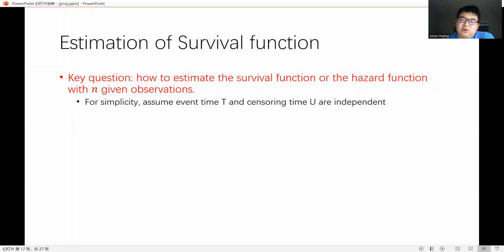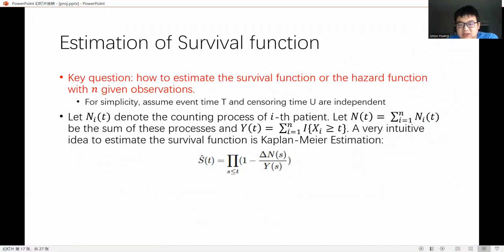The key question is how to estimate the survival function and the hazard function given the observations. For simplicity, we assume that the event time T and the censoring time U are independent. We let N_i(t) denote the counting process of the i-th patient, and N(t) is the sum of these processes. Y(t) equals the sum over i of the indicator function that X_i is greater than or equal to t, which means that the patient is at risk at time t.